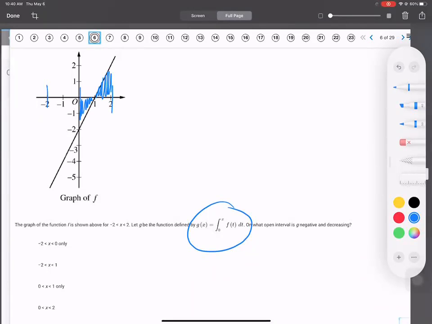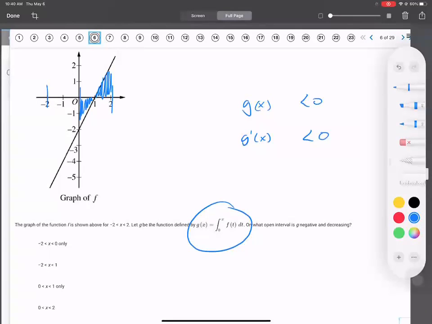On what open interval is g negative and decreasing? Two things we want to make sure of. We want to make sure that g is negative, so g is less than 0. So up to what point are we negative? And also, are we decreasing? That means g prime of x is also less than 0.